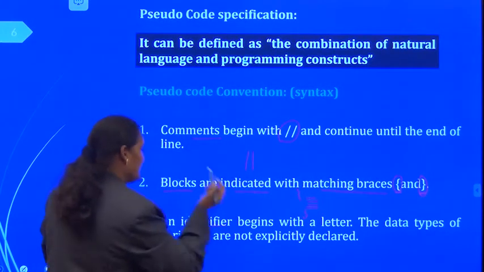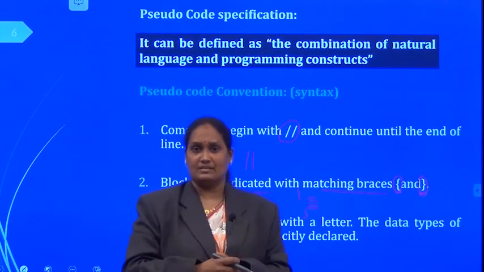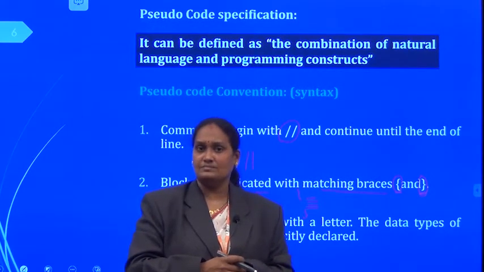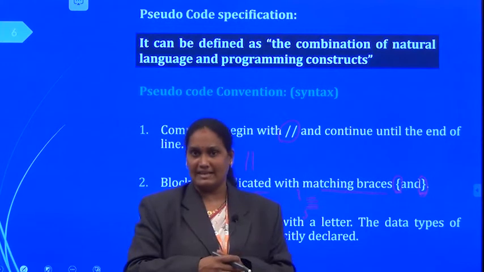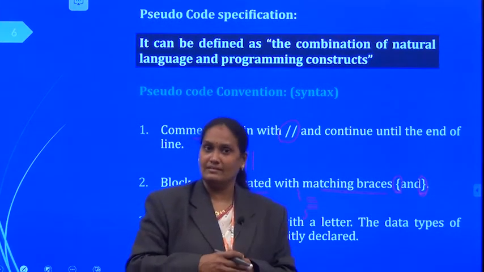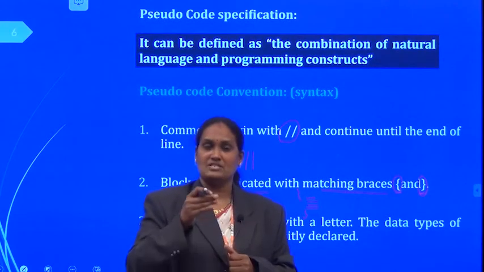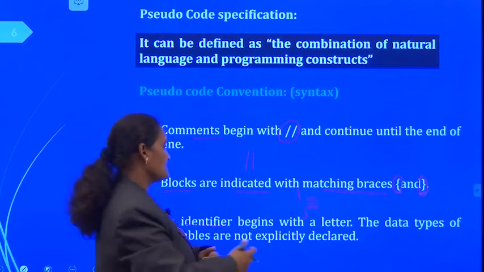Third, identifier. What is an identifier? I think you may know the identifier. The names of variables, the names of functions, etc. are called identifiers. Whatever name you want to represent in the pseudocode is called an identifier. How to represent identifiers?